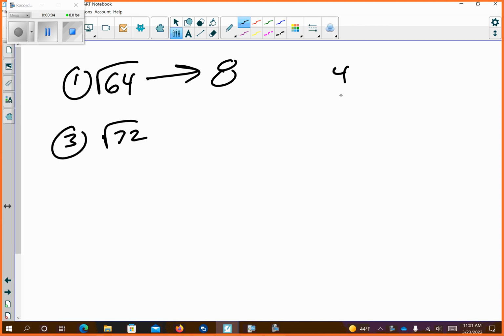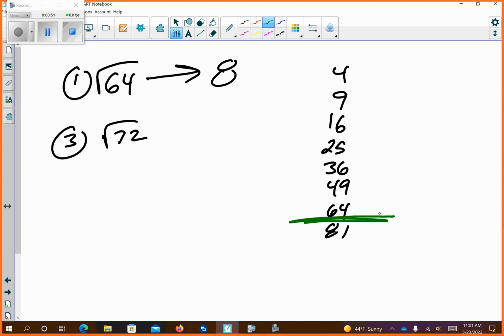So we're going to put this list up real quick. 1, 4, 9, 16, 25, 36, 49, 64, 81. All right, so root 72. 72 is going to fall about here. I'm pretty sure that 64 is not going to work. 49 times 2 would be 98, so that's not going to work. 36, what's 36 times 2? 72. Okay, so we recognize this is our perfect square.